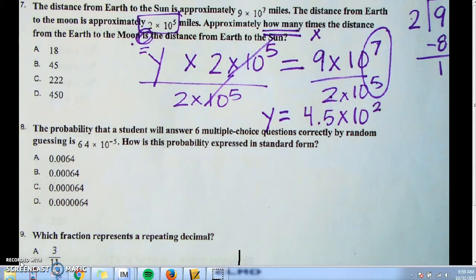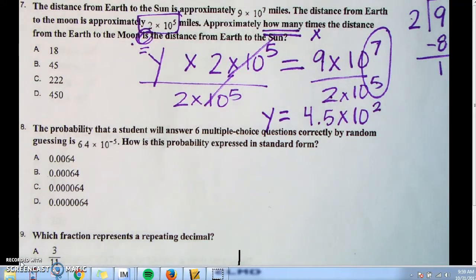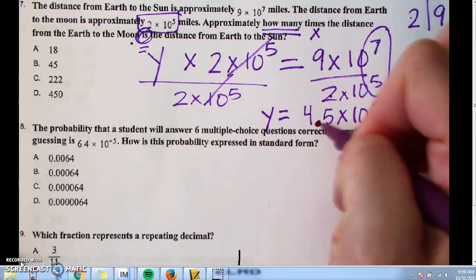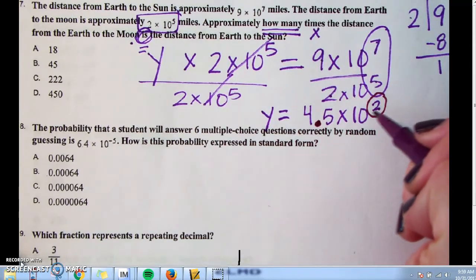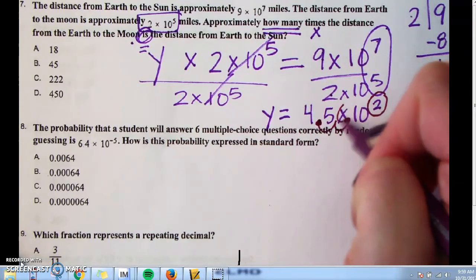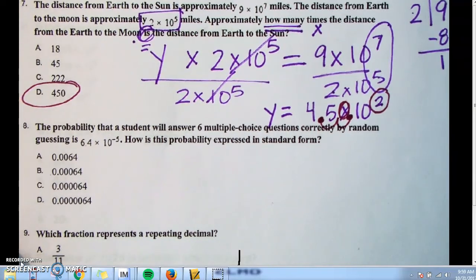None of these are in scientific notation, though. They're in standard form. So to turn this to standard form, I'm going to take my decimal and move it to the left 2 places, because I know that my number needs to get big since that's a positive exponent. 1, 2 places, fill in my 0. Your answer is D, 450.